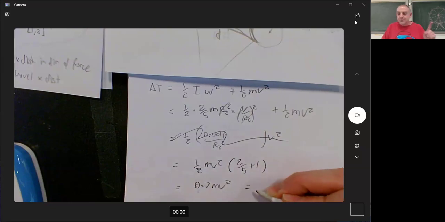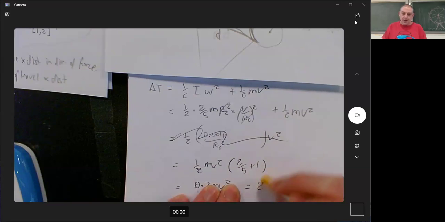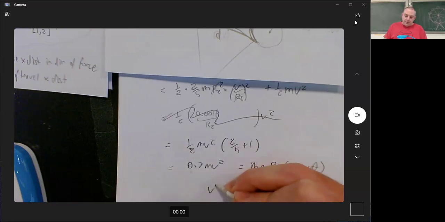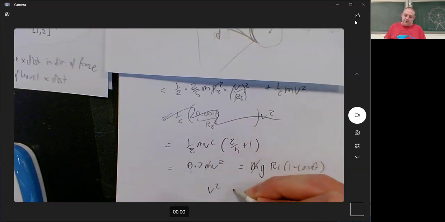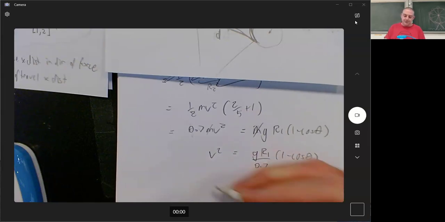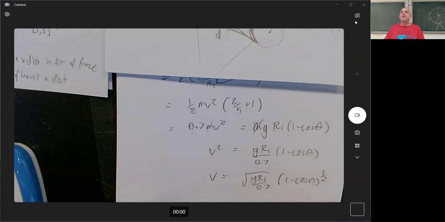And this is now, what was it? 2g, no, mgR1, 1 minus cos theta. And so the v squared, the m's cancel, and we're now dividing by 0.7 here. I'm really hoping that that is coming out to the right answer now. And that is the 7 point whatever it's supposed to be.